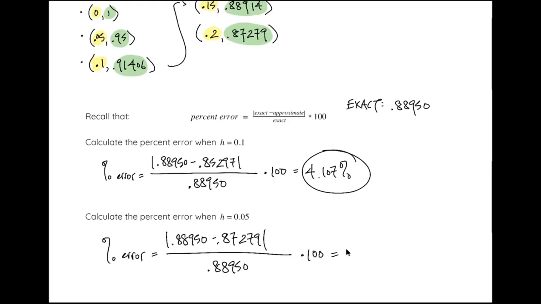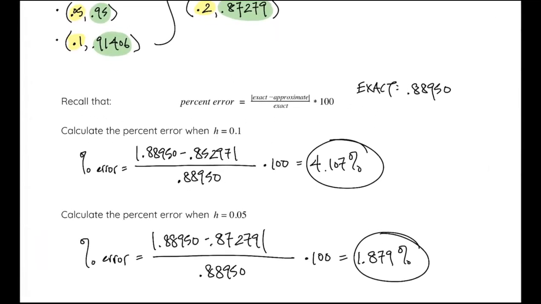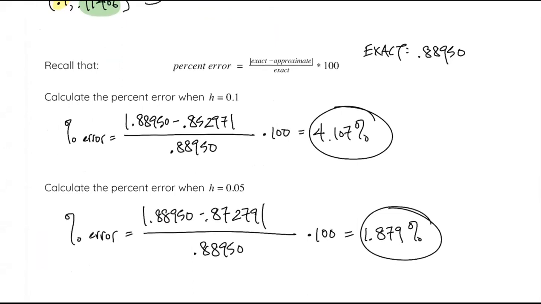We should get, what did I get here for this error? We should get an error of 1.879%. Okay. So we were able to get so much more of an exact answer just by making the step count half the size of what it was.